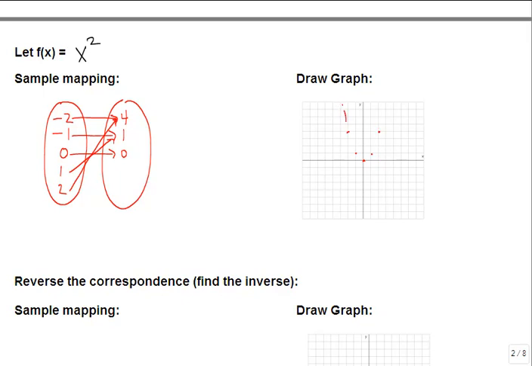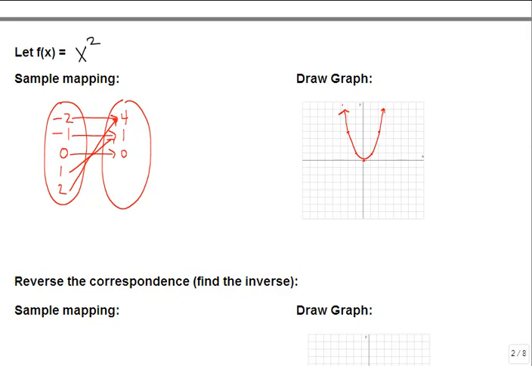If I plot these points, (-2, 4), (-1, 1), (0, 0), (1, 1), and (2, 4), we get that nice parabola shape that we're used to, with the vertex at the origin and a pattern of over 1, up 1, over 1, up 1 on either side, over 1, up 3 on either side. Is this a function? Yes, it passes the vertical line test.